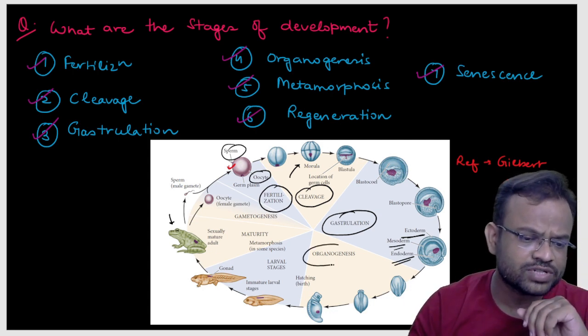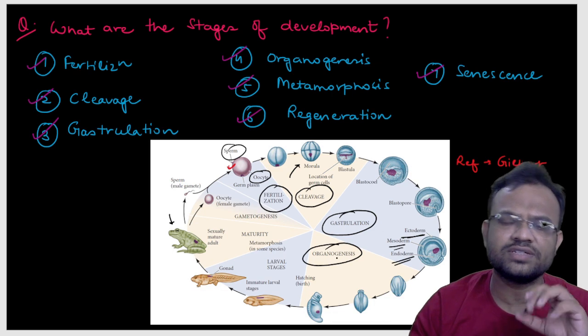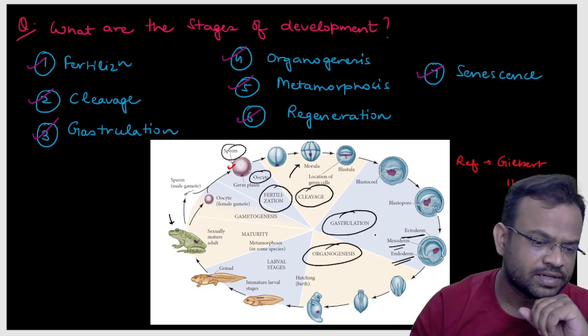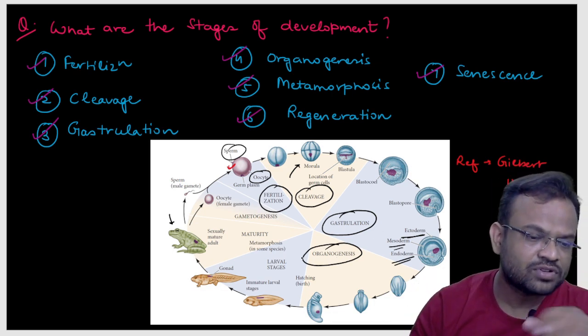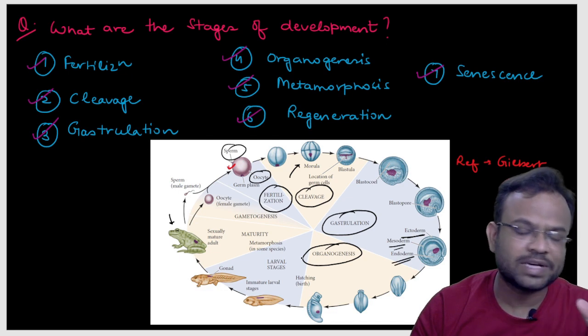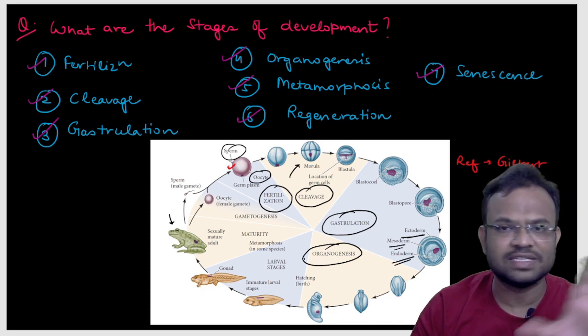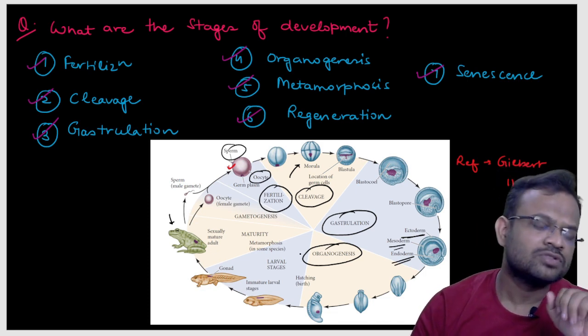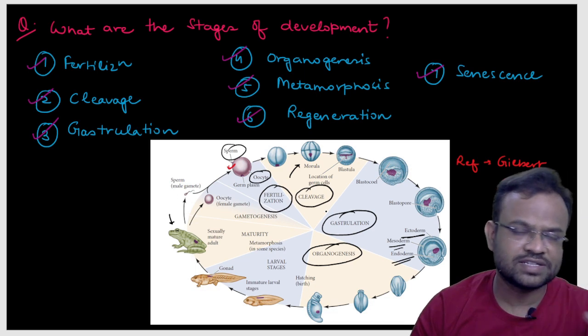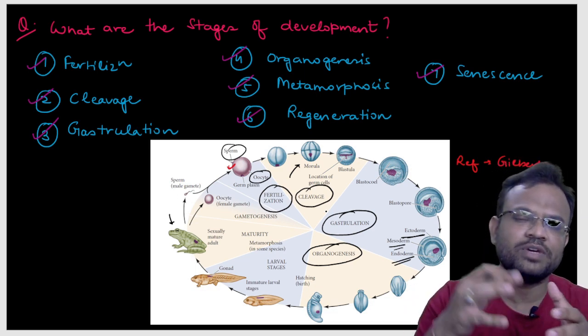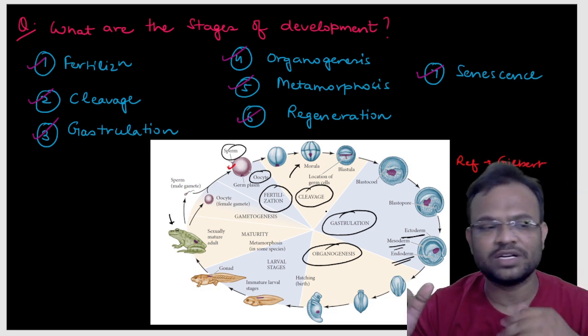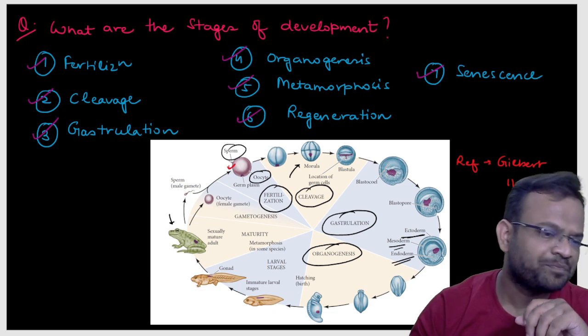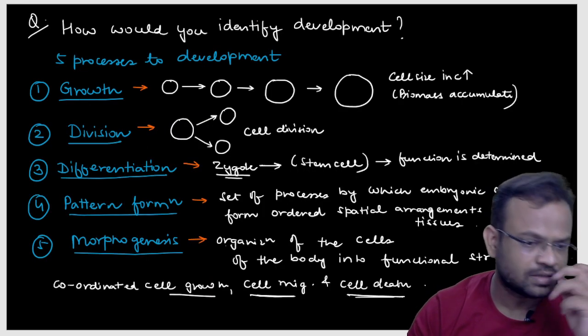Next is organogenesis. What happens inside organogenesis? The organs are generated. Next, after organogenesis, the metamorphosis stage happens. After metamorphosis, regeneration, and finally the death phase, the senescence stage, will happen. So these are the different stages. As I said, we would be talking about all of these stages in separate videos. So now let us talk about the next concept.